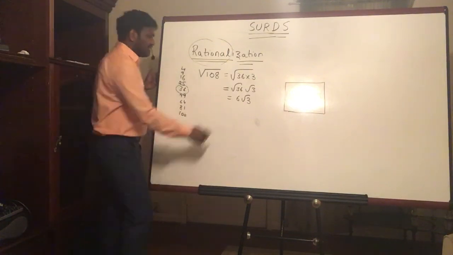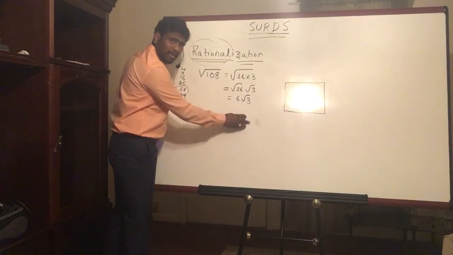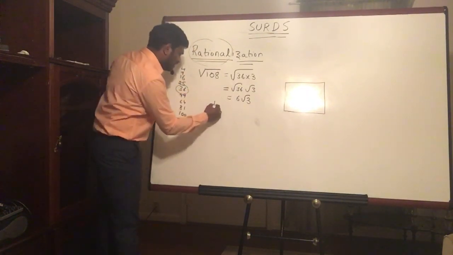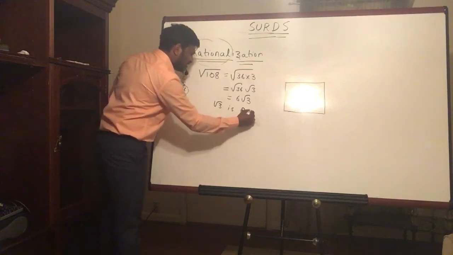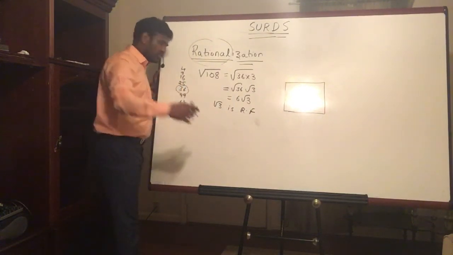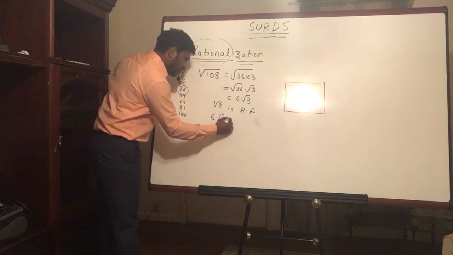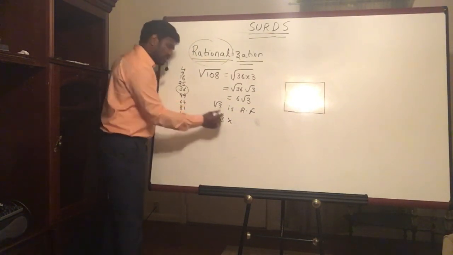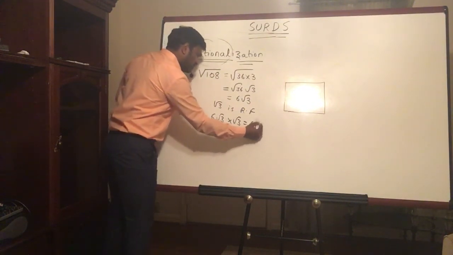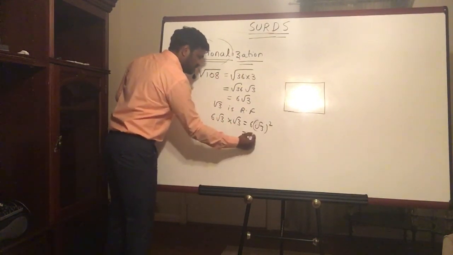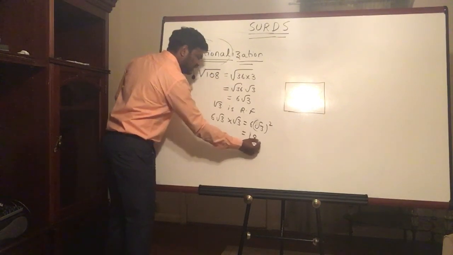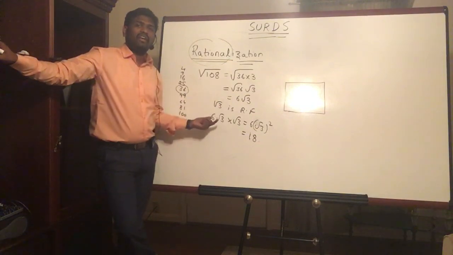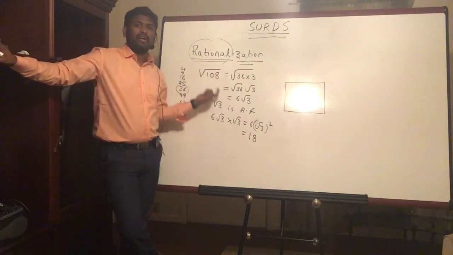Now what is the rationalizing factor? Can root 3 be further simplified? No, root 3 cannot be further simplified. So root 3 is the rationalizing factor. And how to rationalize? We multiply that 6 root 3 with the rationalizing factor. That is 6 root 3 squared. 6 times 3 is 18, which is a rational number. This is how we rationalize using the rationalizing factor.